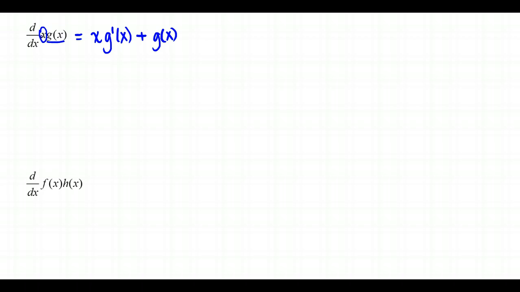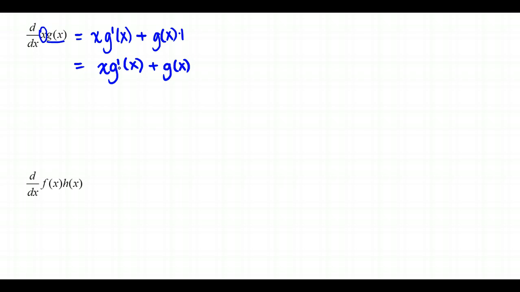The derivative of x is just 1. So my answer here is x times g prime of x plus g of x. And I can't do anything else with that. I would just have to leave my answer like this. So I can't factor anything out.